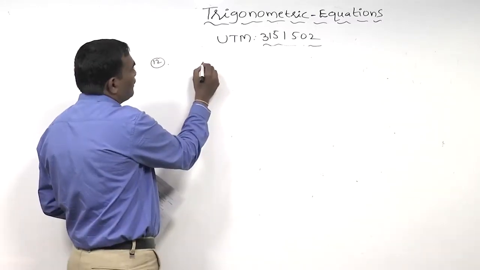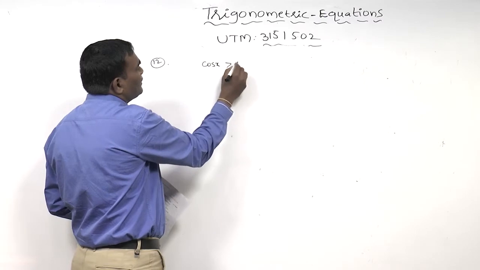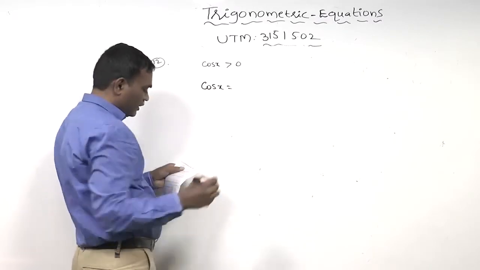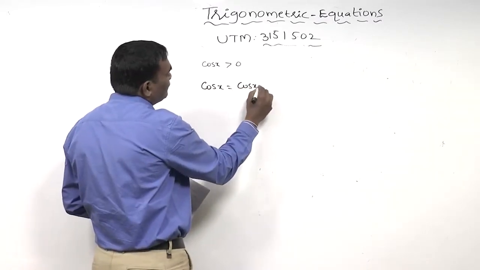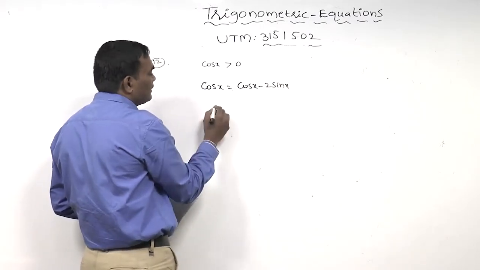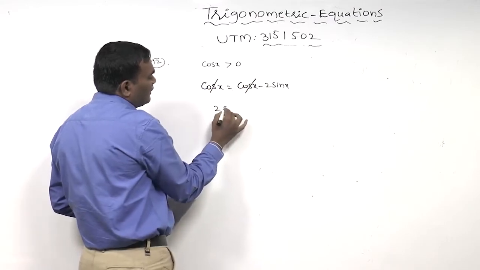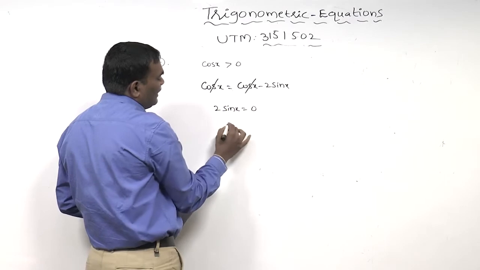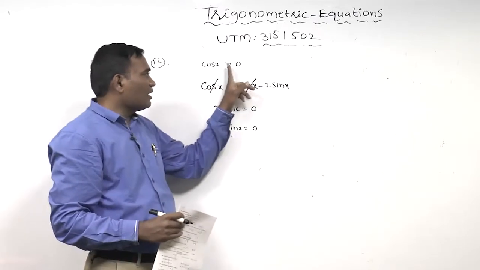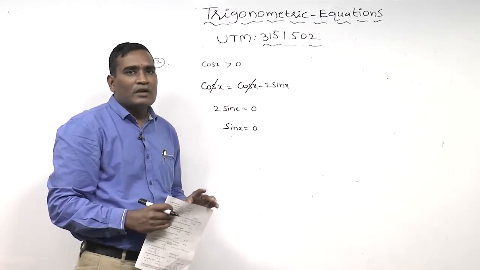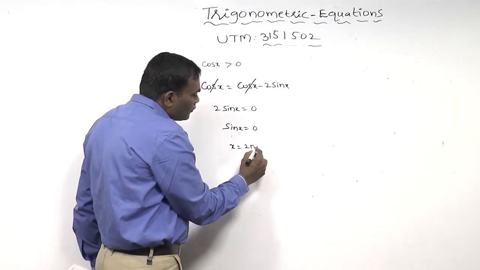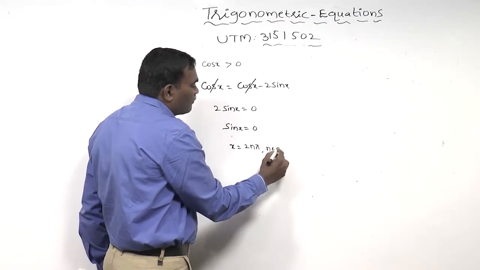First case is cos x greater than 0. If cos x is greater than 0, you consider plus cos x is equal to cos x minus 2 sin x. So 2 cos x cancel. So 2 sin x is equal to 0. Sin x is equal to 0 and cos x is greater than 0. So cos x is greater than 0 means what? What to do? So x is equal to, you take 2n pi. N belongs to Z.